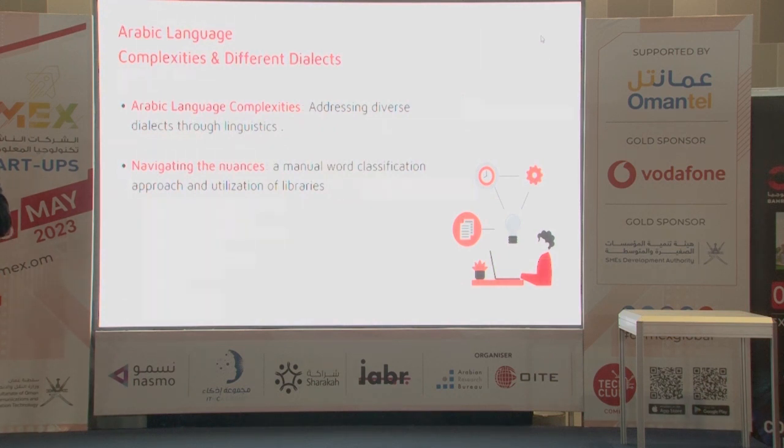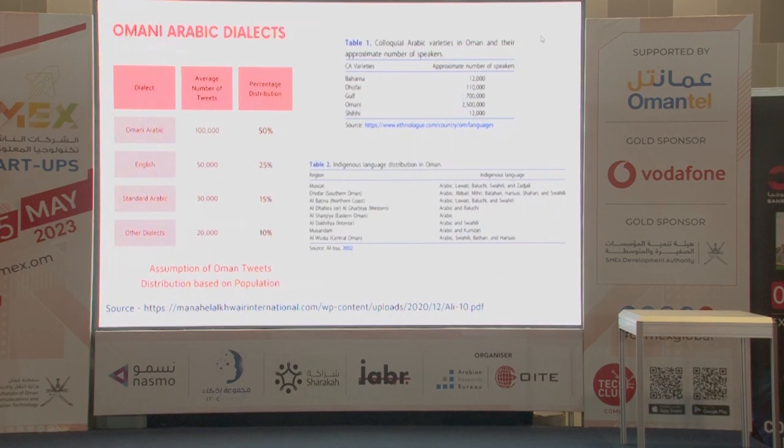So the tone in which they're speaking, the colloquial words which they're using, the words you speak amongst friends, those words may or may not exist in the library which is being used to process the text, right? So I've just made an assumption based on the different linguistics being used in Oman. Roughly, you would say that 50% of people are speaking the original Omani Arabic, and that is contributing to around 100,000 tweets in Oman.